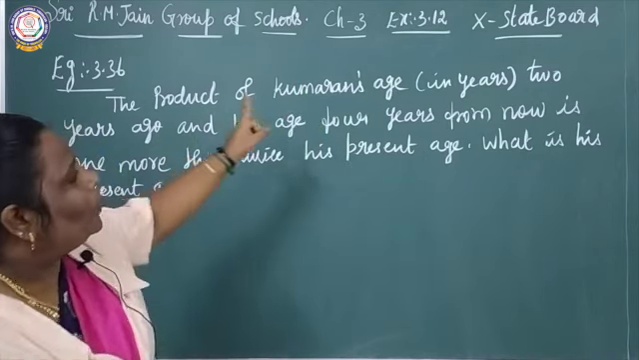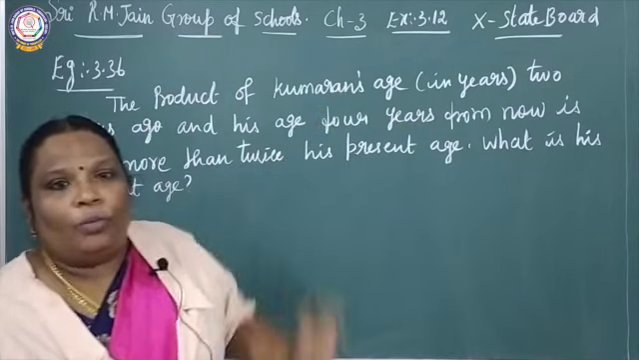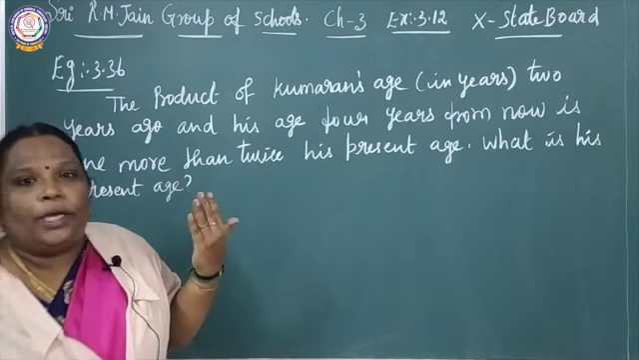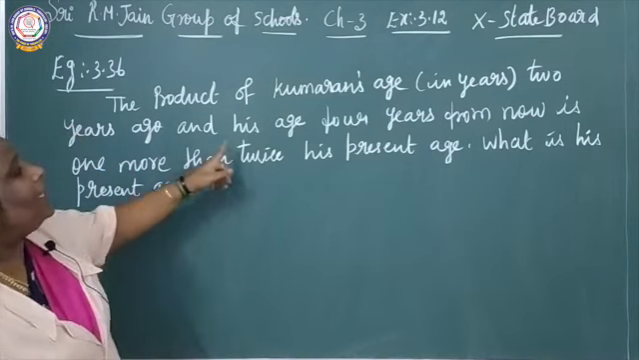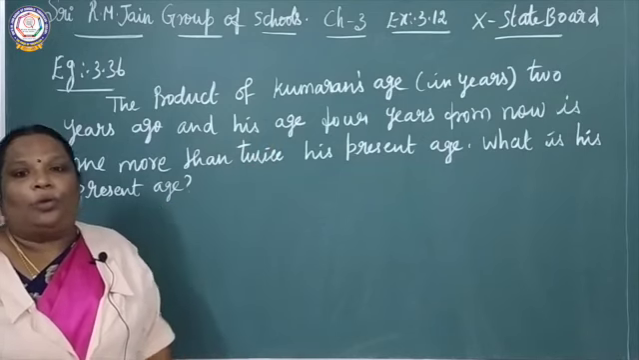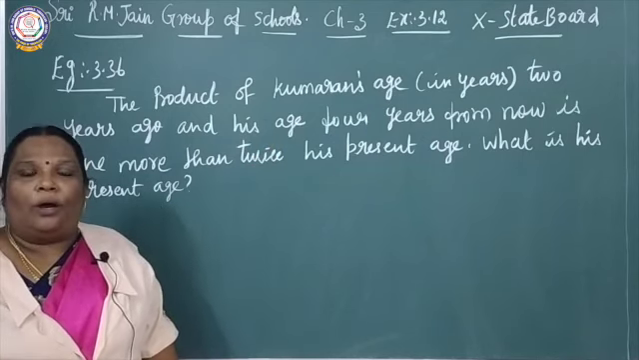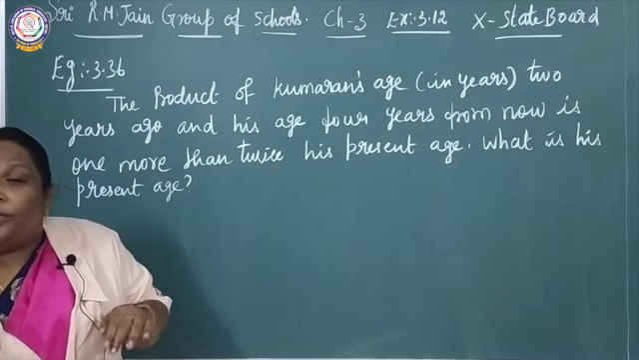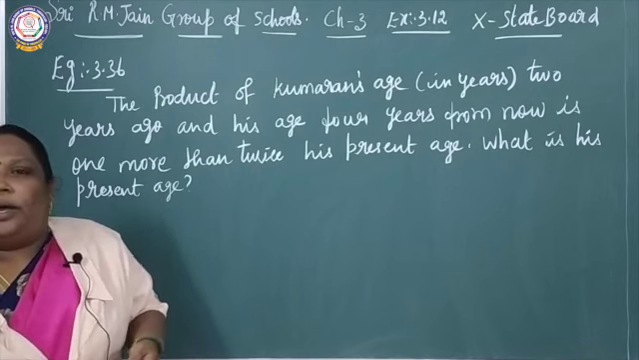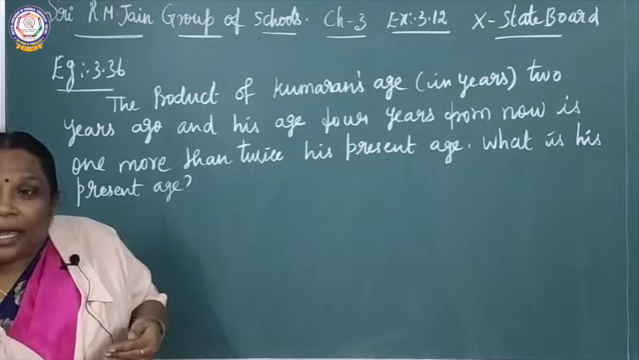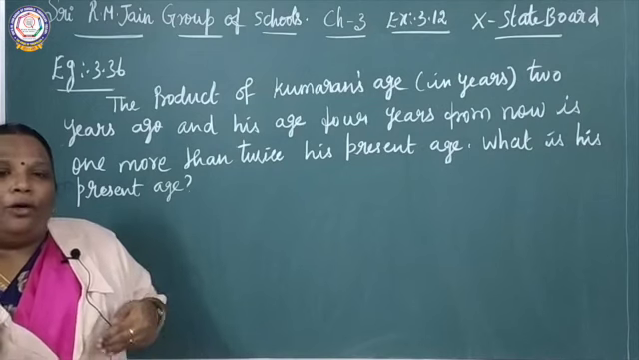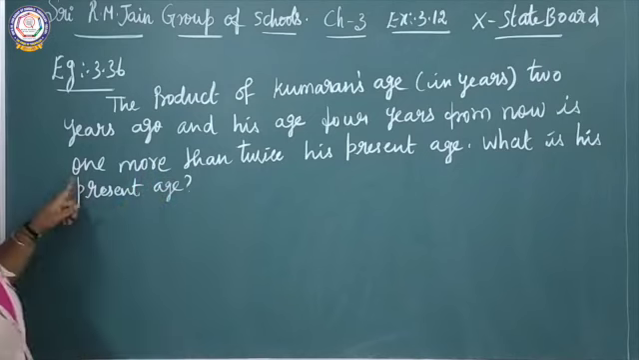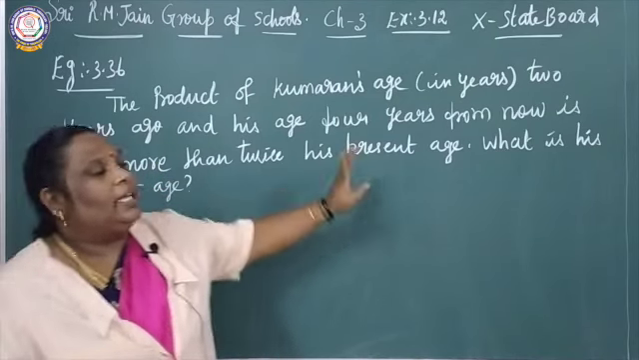The product of Kumaran's age in years 2 years ago and his age 4 years from now. 2 years ago means you subtract from the age, 4 years from now means you add to the age. If his age now is 3, then 2 years ago it is 1, and 4 years after it is 3 plus 4, which is 7. Okay.